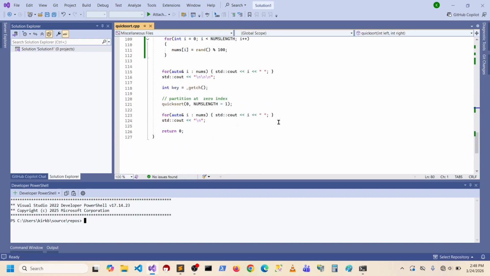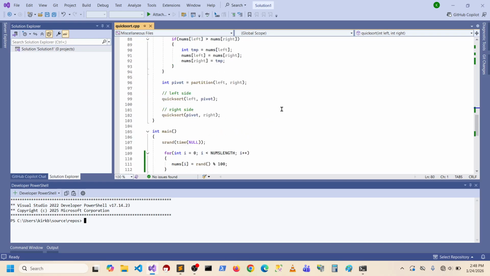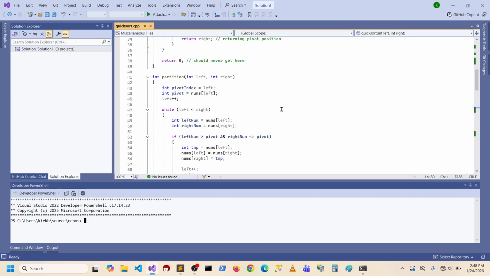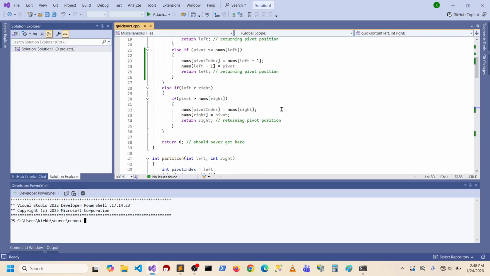All right, guys. I am declaring that done. Yay! Finally did it. Wow. Now I got to go look at the real algorithm and see how it compares.